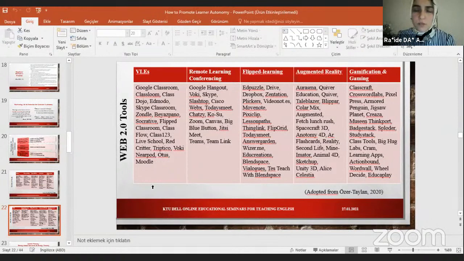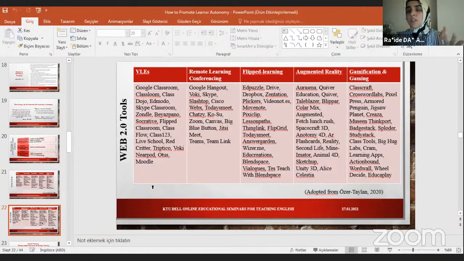And you may use some kind of augmented reality, for instance, Second Life or other such tools. So you have, as practitioners, different learner characteristics. So you may find different ways to help them to become autonomous. These kinds of tools will help you to control learning contents, to make them feel responsible for their own learning.